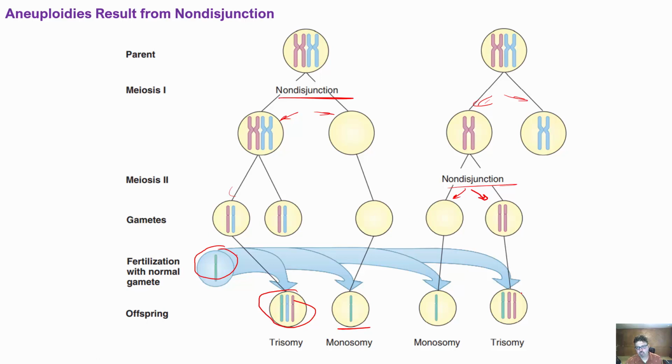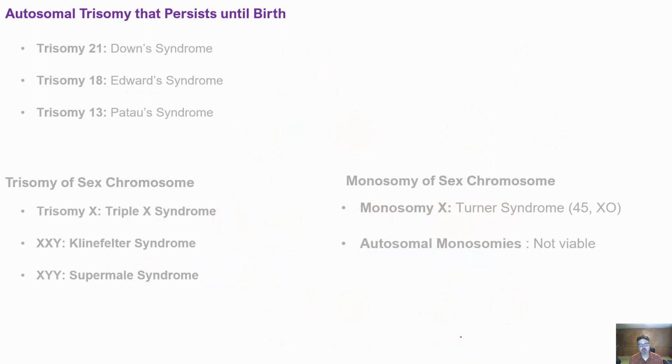So once again, if you have fertilization of this non-disjunction, you can have a trisomy. And if you have fertilization of this other one, you can have a monosomy. And like I said, it could be the sperm cell that has the non-disjunction. It all varies.